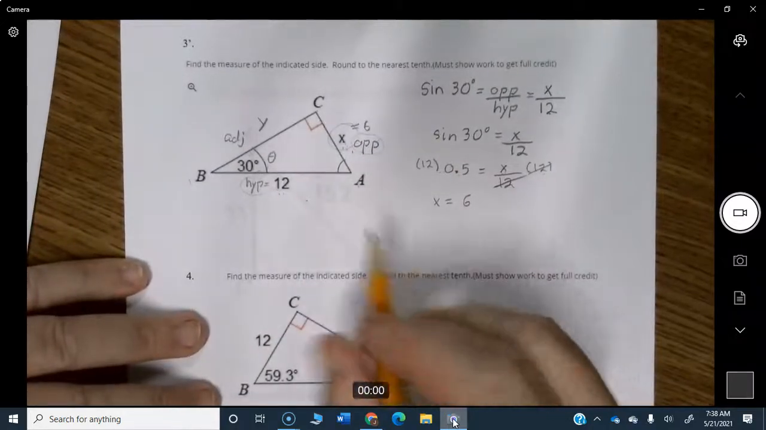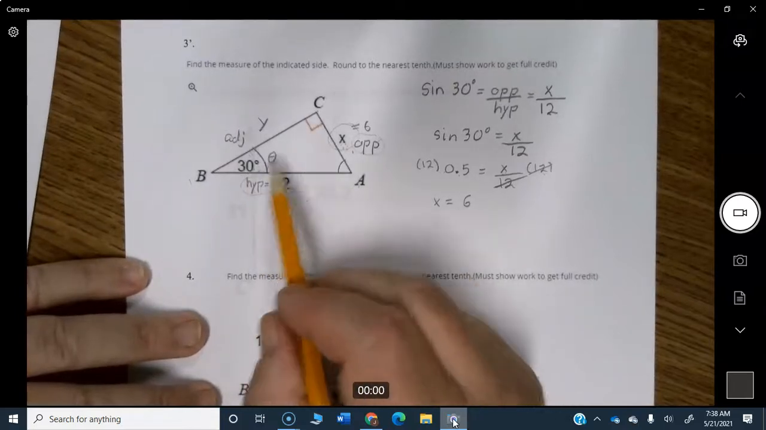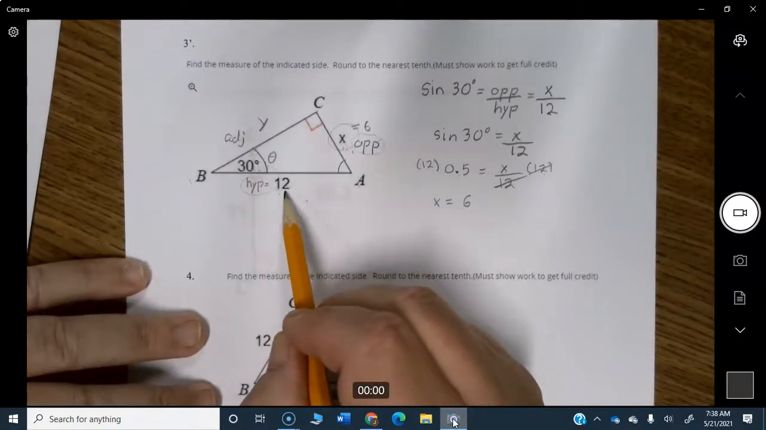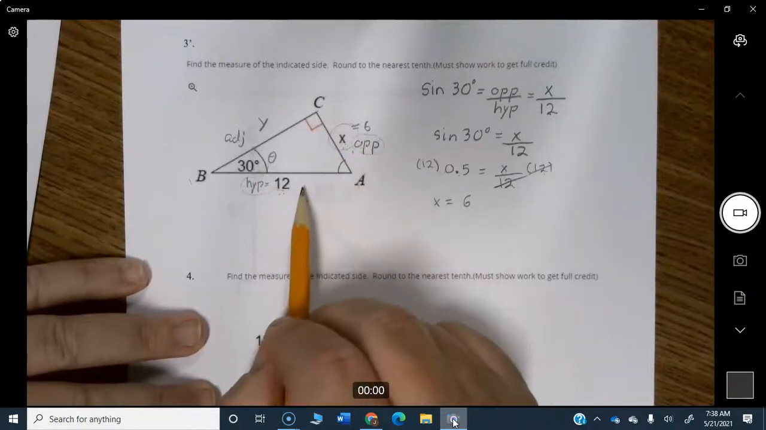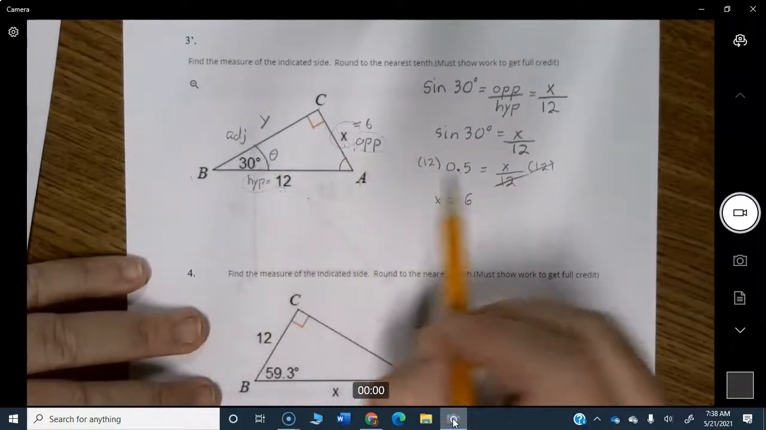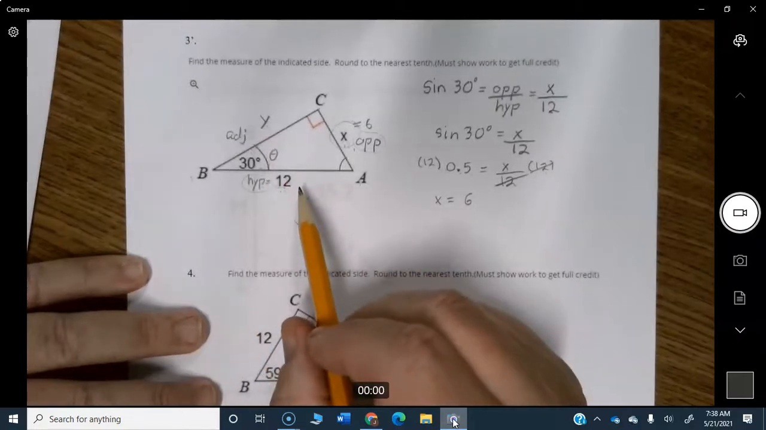So we were able to find that by just knowing an angle. Other than the 90-degree angle, we knew one other angle plus the length of one of the sides. We were able to find out that length right there. Okay? Now, let's go ahead. I'd like you to go ahead and figure out what y is. So let's come over here.